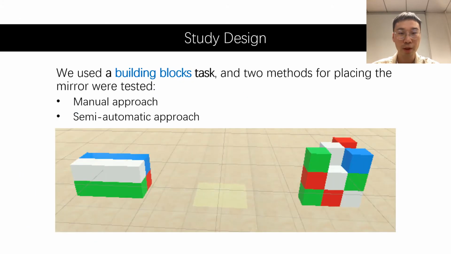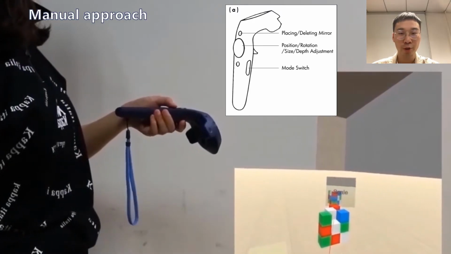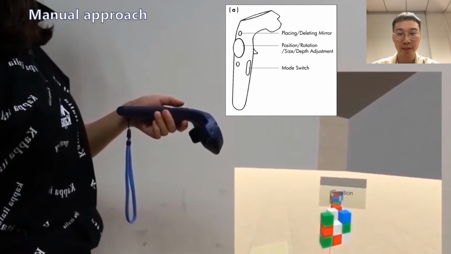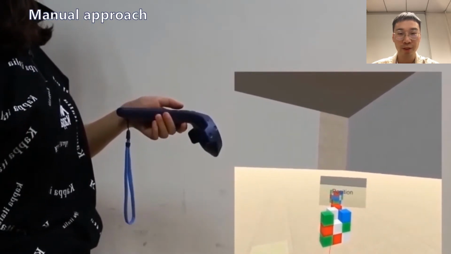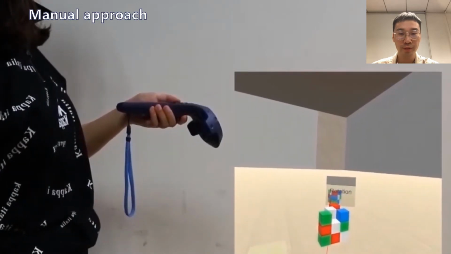We use the building blocks task. Two methods for placing the mirror were tested. First is the manual approach. Participants press a button to create a mirror facing themselves. The properties of the mirror can be adjusted via the controller.